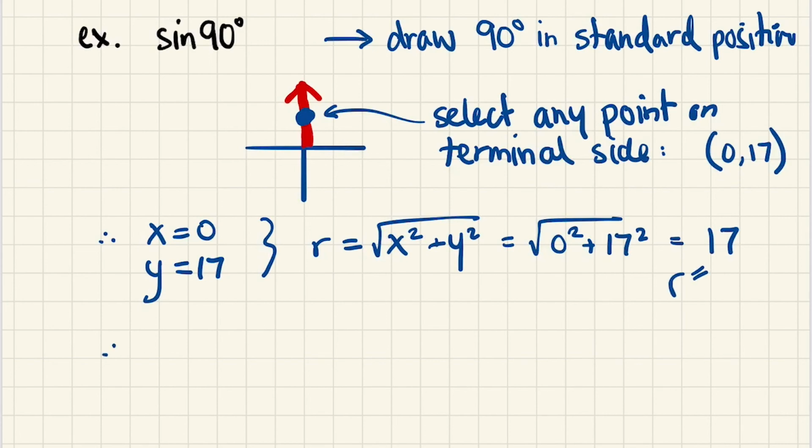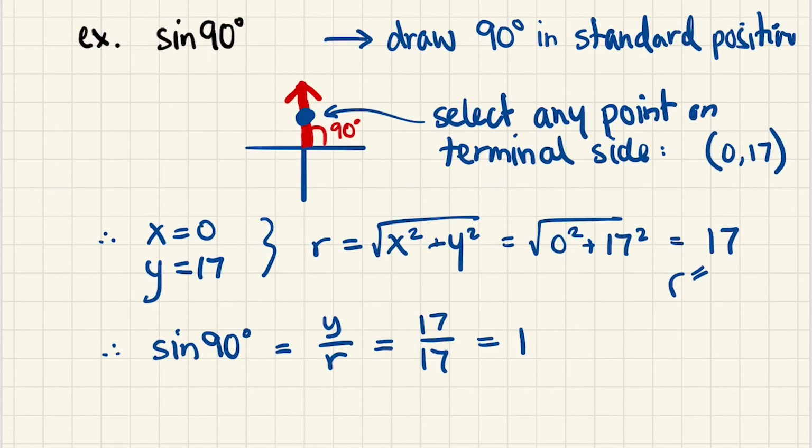Okay. Returning to the original problem, sine of 90 degrees would be, by definition, y over r. And we chose our y value to be 17, and we calculated an r value to be 17. So 17 over 17 is 1. So the sine of 90 degrees is indeed 1. Okay, now first of all, note that this is really independent of whatever point we choose. We went with 0, 17, but if we'd gone with 0, 5, then our y would be 5, and our r would also just turn out to be 5, so we'd have 5 over 5.